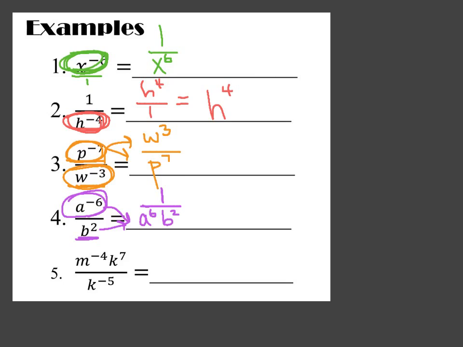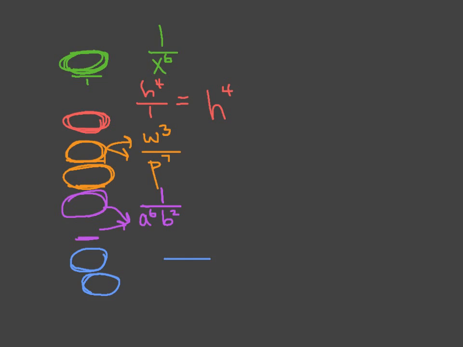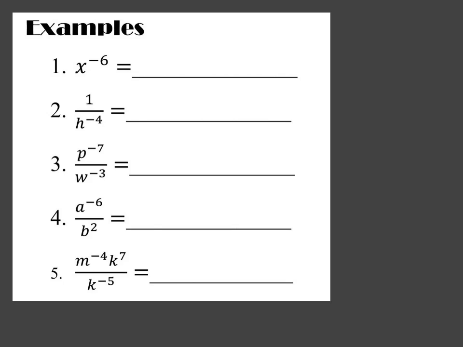Now number 5. I see a negative exponent here and down here. So when I think about my final answer, this m to the negative 4, sorry that got erased, but this m to the negative 4 is going to have to move down to the bottom so it can become positive. This k to the 7th that's on the top, since it's already positive, it's going to stay on the top. And then this k to the negative 5, it was negative, so it has to switch sides, so I'm going to take it up to the top and make it positive.